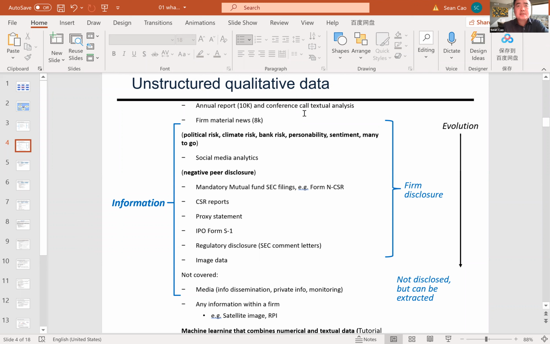Okay, this is about the most important textual data, and also the firm material news. The reason is that material news cover everything. So for example, I get a message saying my internet has some problem. Is my video okay? Can you guys see me? Okay, excellent.